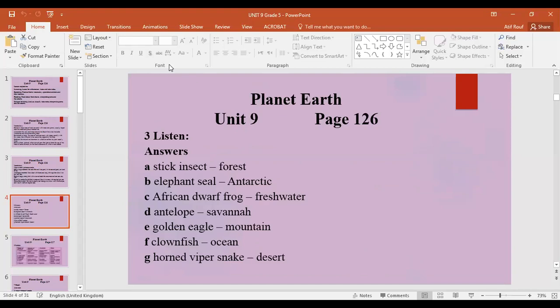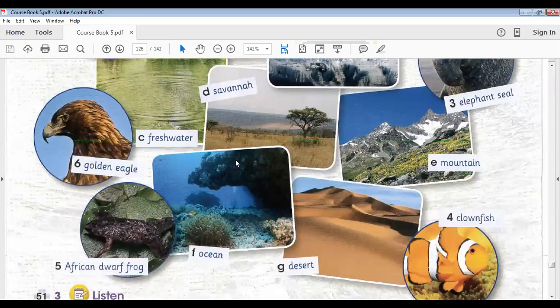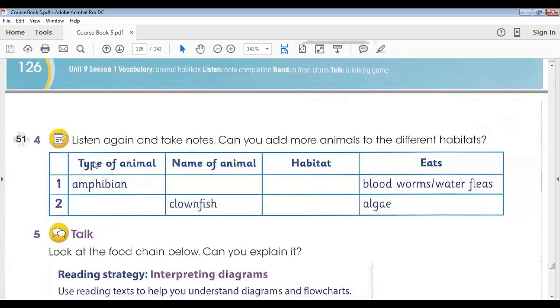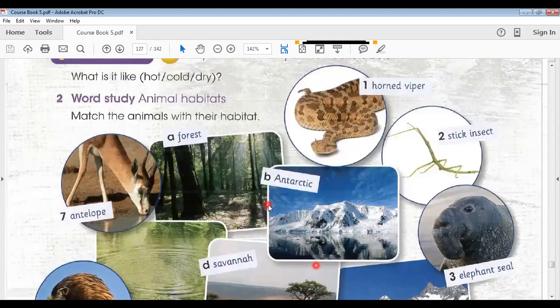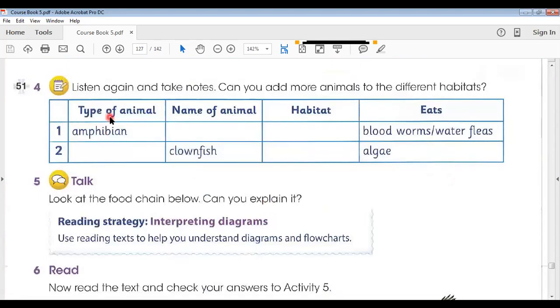Activity 4 is also about the same track 51, so you can repeat the track if you want to solve it by yourself. And after that, we have discussed this chart, this table, in which the students have to answer about all these 7 animals. First of all, they have to mention the type of animal, then name of animal, then their habitat, and then what they eat. So we have completed this chart.